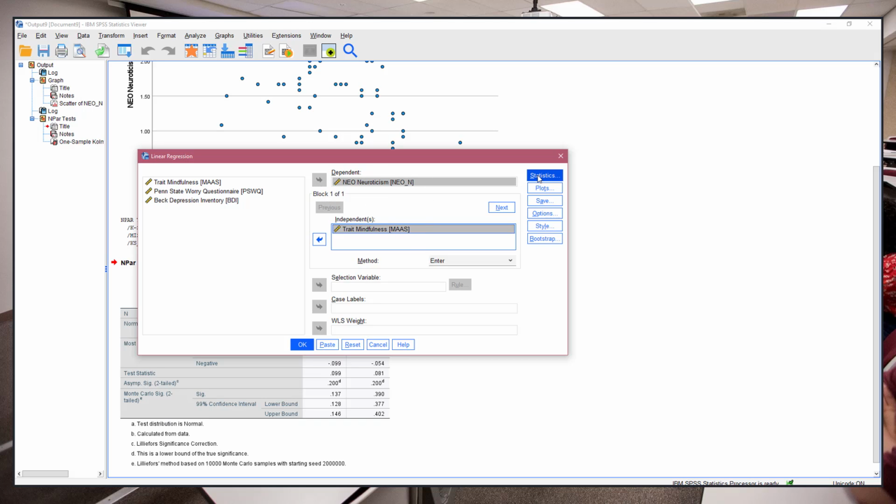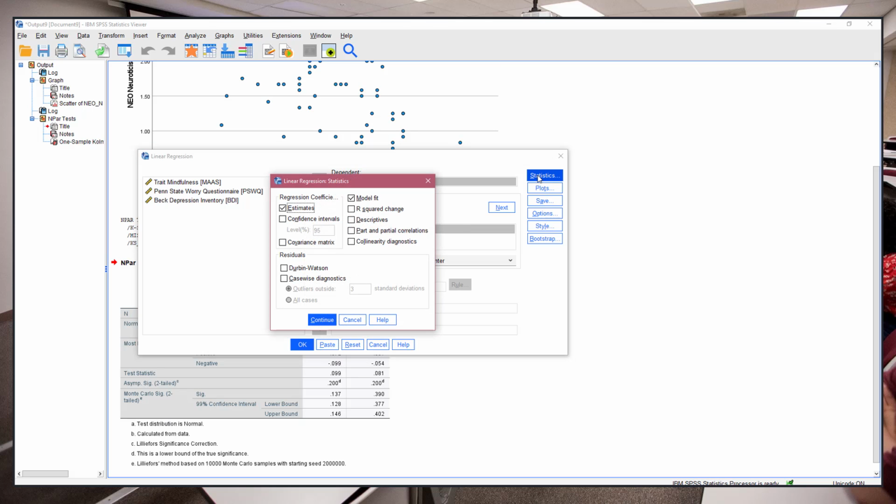But let's go over and look at some of these other options on the right. So if we go to statistics, we want the estimates of our regression coefficients. And we're going to want model fit. And we could go ahead and check descriptives. That'll give us things like the mean and the standard deviation of the variables that are included in our model. Okay, and so click Continue.